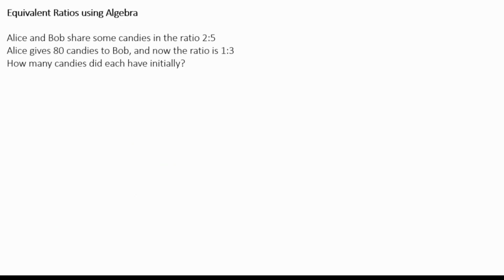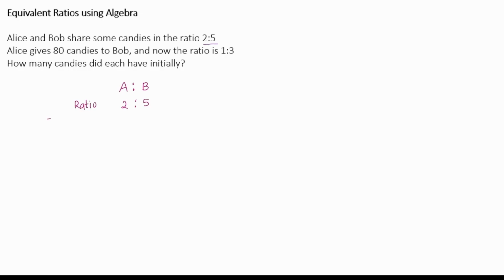Now we have a worded question that says, Alice and Bob share some candies in the ratio 2 to 5. Alice gives 80 candies to Bob, and now the ratio is 1 to 3. How many candies does each initially have? So what we have been given is the ratio of candies that they had. So we could put A for Alice and B for Bob, and write this ratio as 2 to 5.